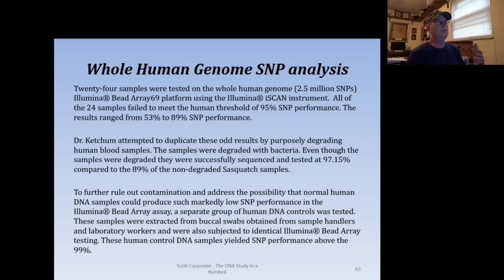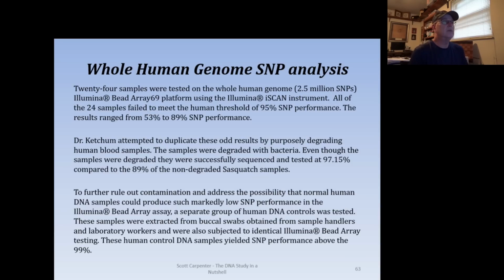So they also did a whole human genome SNP analysis, and 24 test samples were tested for the whole human genome. That's 2.5 million SNPs. And they used the Illumina bead array platform and the Illumina iScan instrument. All of the 24 samples failed to meet human thresholds of 95% SNP performance. The results range from 53 to 89. In other words, these genomes were not human. And they weren't animal. They were of an unknown species.